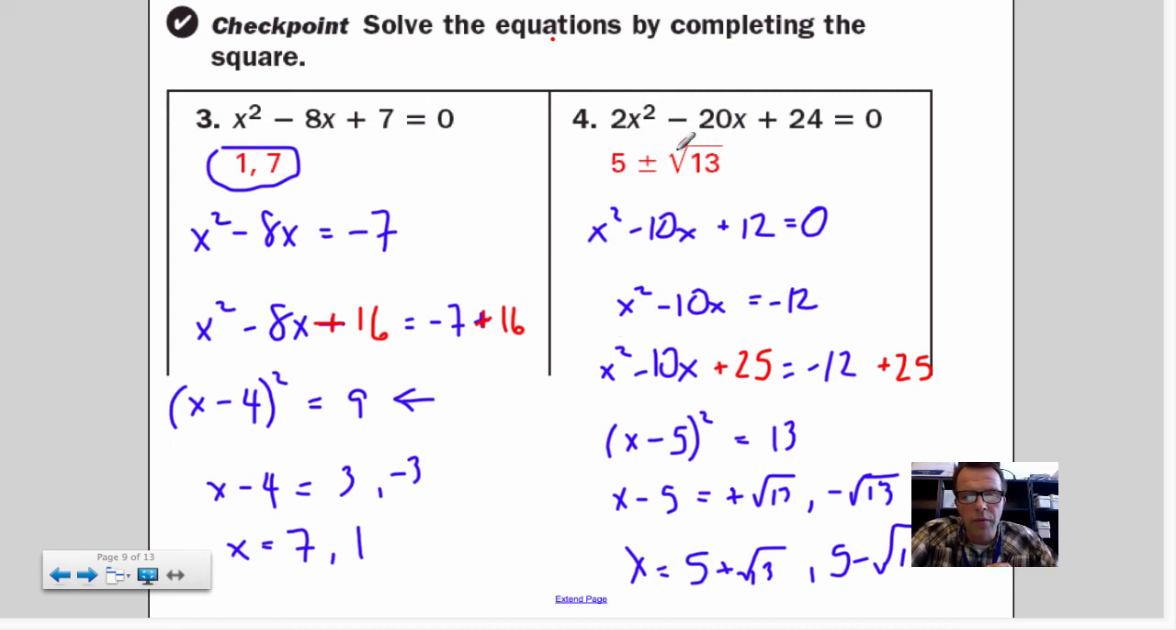If you look here in problem 4, the first step for me was to divide by 2. And now you're really into the same problem. I would then subtract 12. I had to add 25. Why 25? Because negative 10 divided by 2 is 5. 5 squared is 25. And off you go, same as last section.